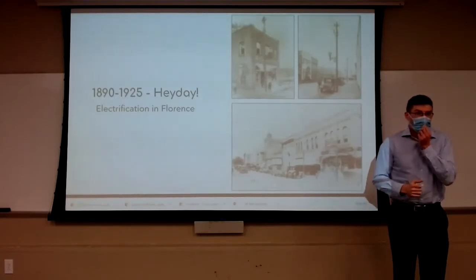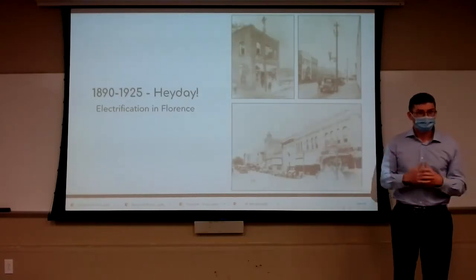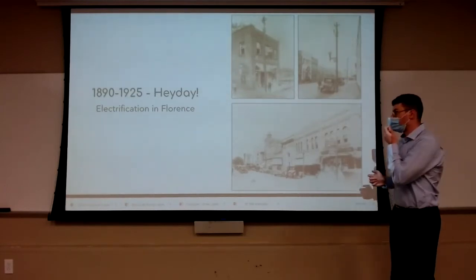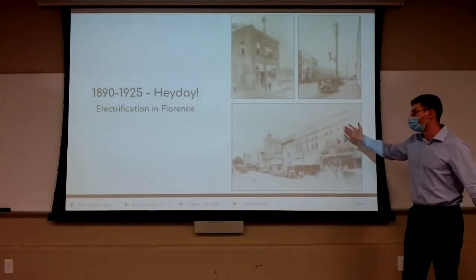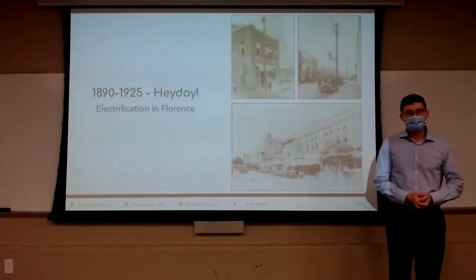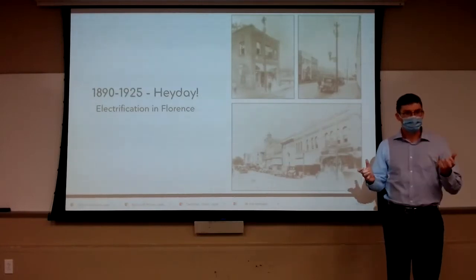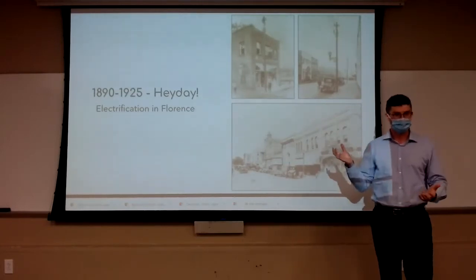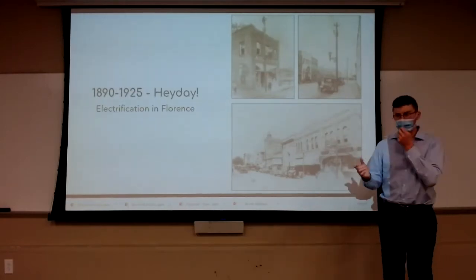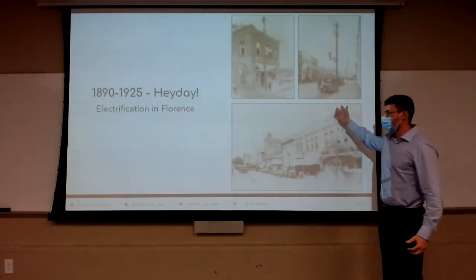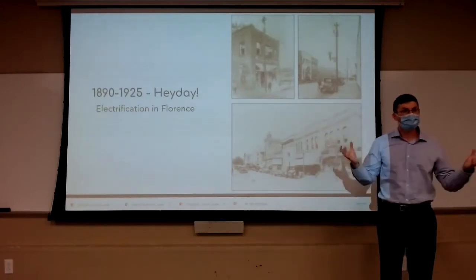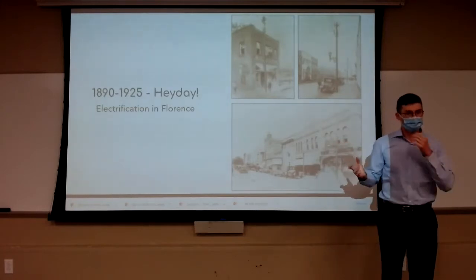So small towns in South Carolina sort of reached their heyday around the turn of the 20th century. And so these images show electrification in Florence. South Carolina had a sort of delayed electrification process that centered mostly in urban areas because it was most convenient to electrify urban areas, more bang for the buck for the regional utility companies. But once towns became electrified, they became real centers of activity, even more so than they were before.